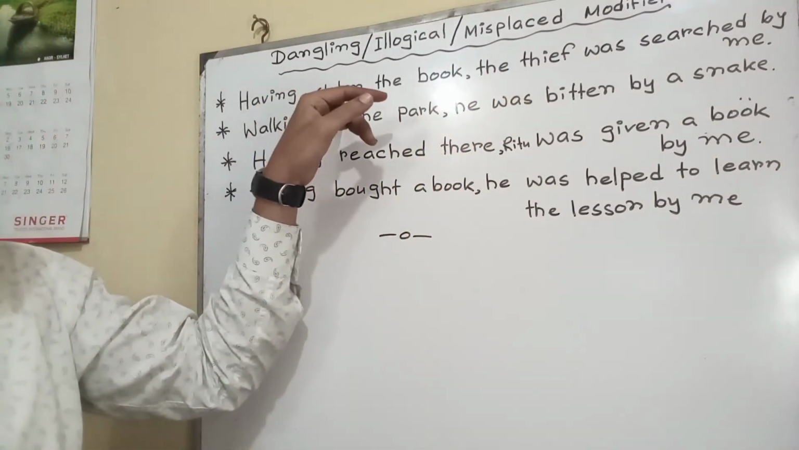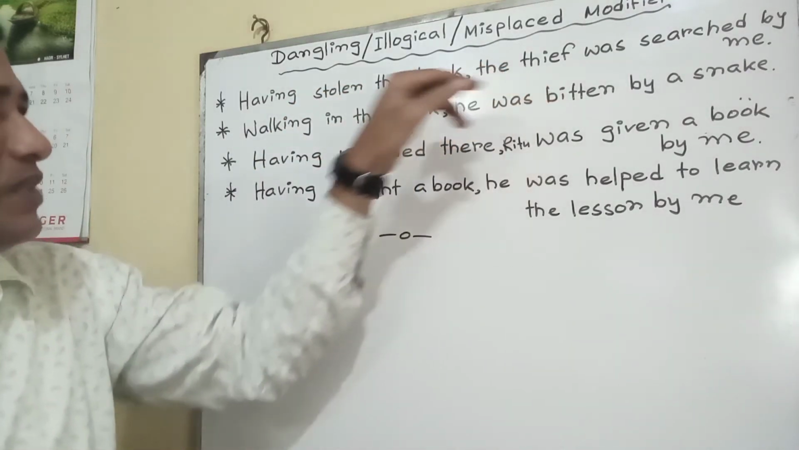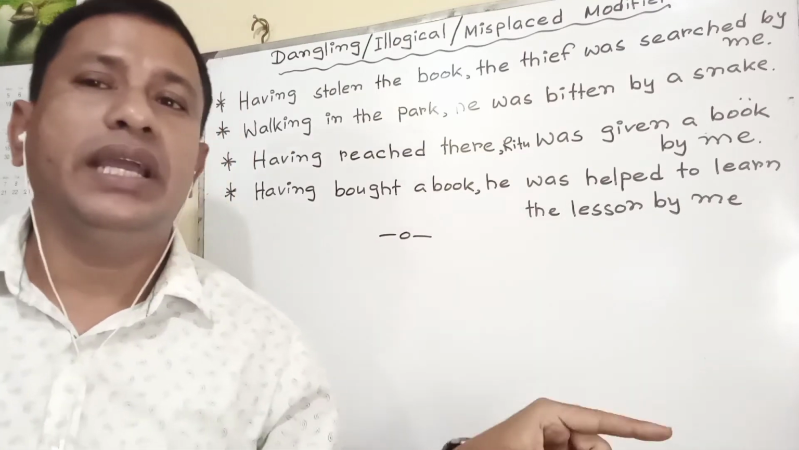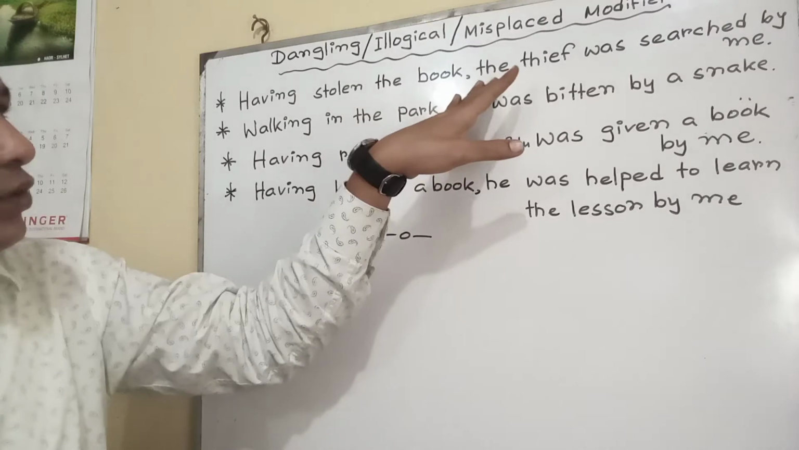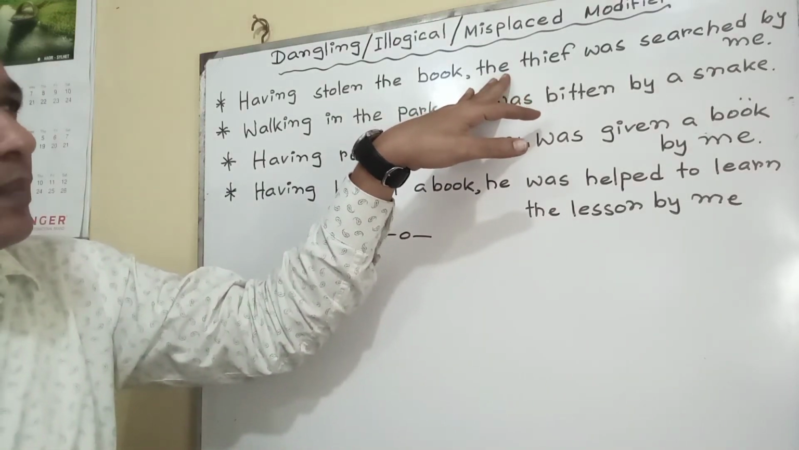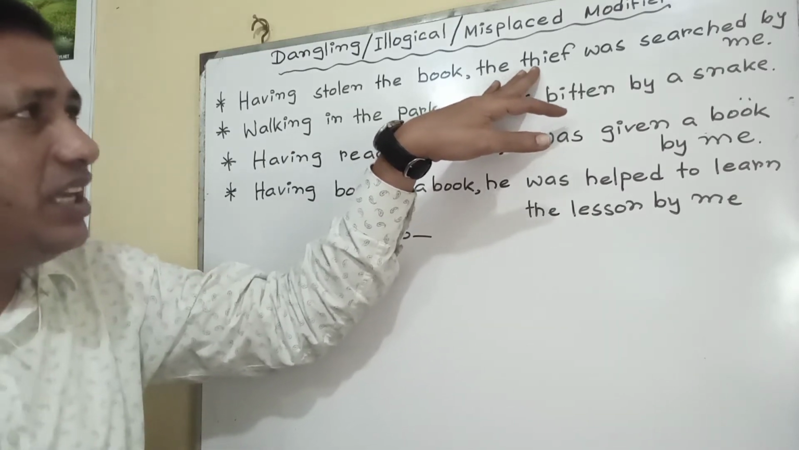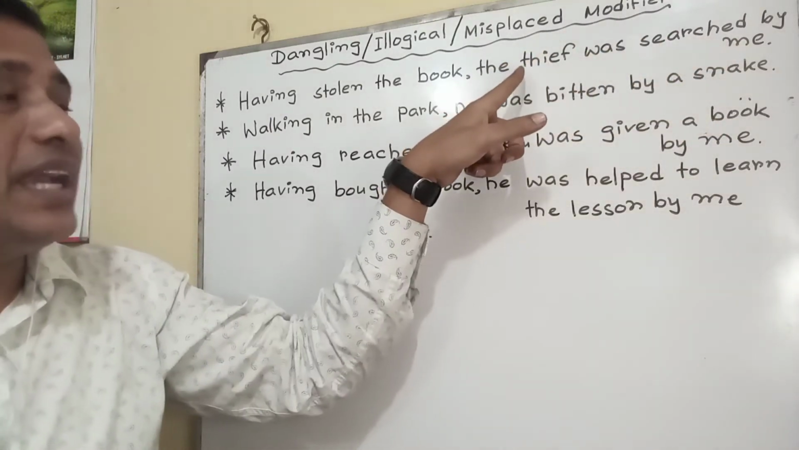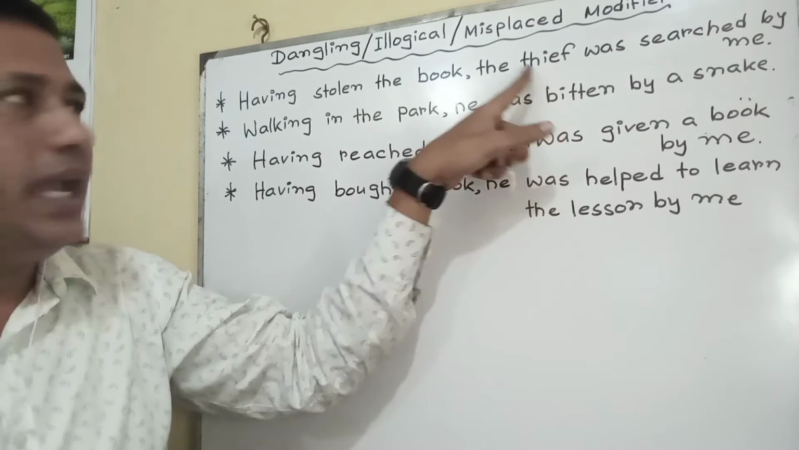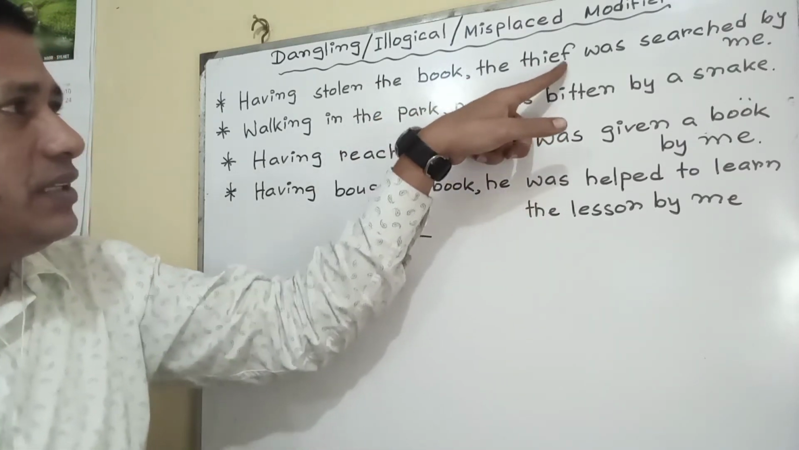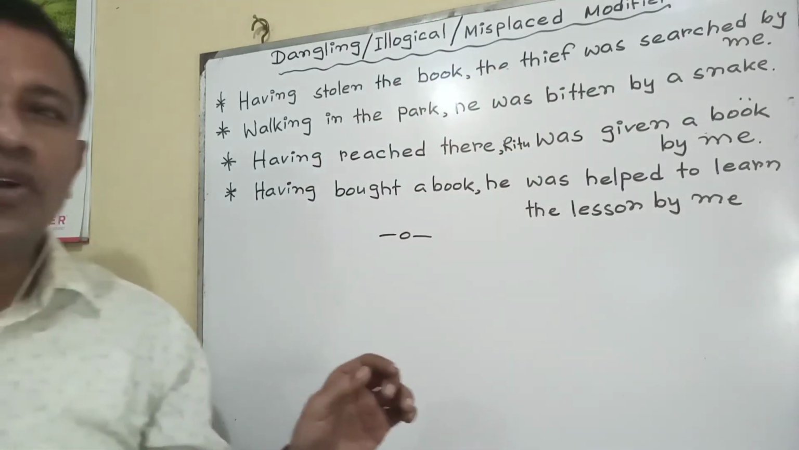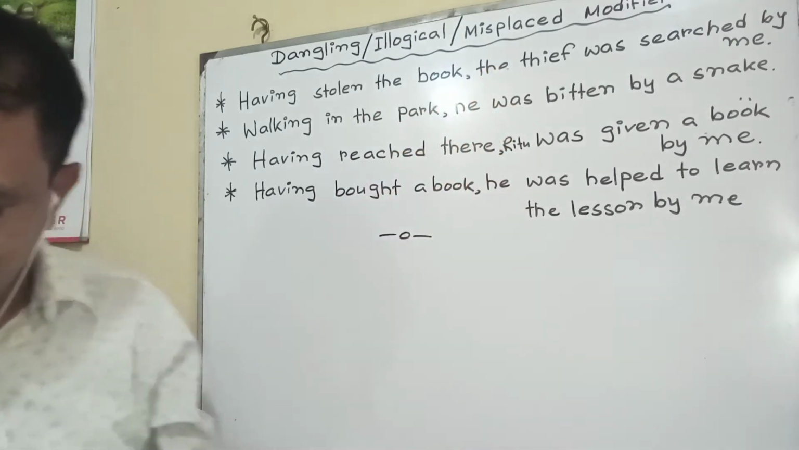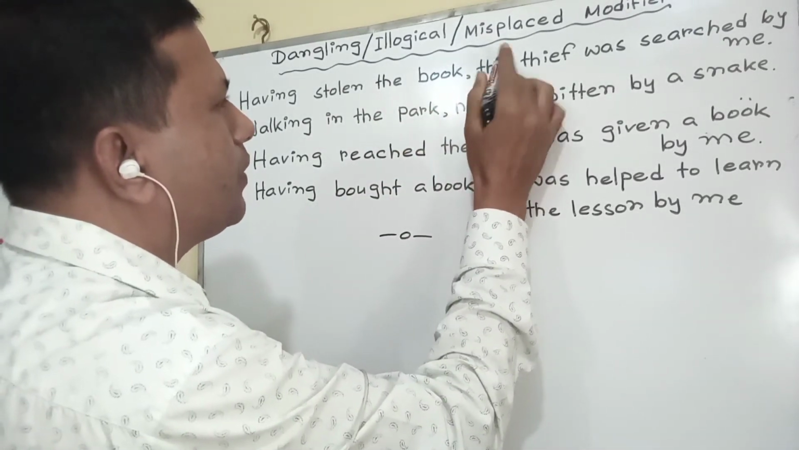I am telling again, when a modifier is placed beside a subject, it doesn't modify the subject, rather it modifies another thing or another person. At that time it is called illogical or dangling or misplaced. Such as, having stolen the book, I searched for the thief, but here you can see the thief was searched by me. This modifier should qualify this one, but here it qualifies that one. If it is in active voice, I searched for him, but it is given now in passive voice, and this modifier is qualifying or modifying this subject. So when a modifier placed beside a subject doesn't modify the subject, rather it modifies another thing, it is called a dangling or illogical or misplaced modifier.